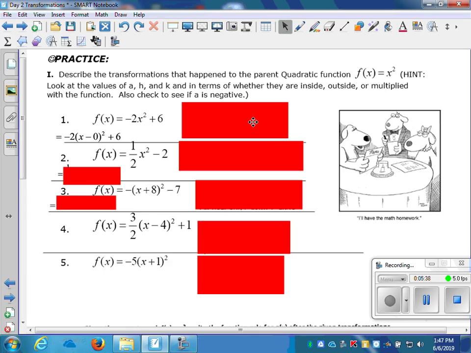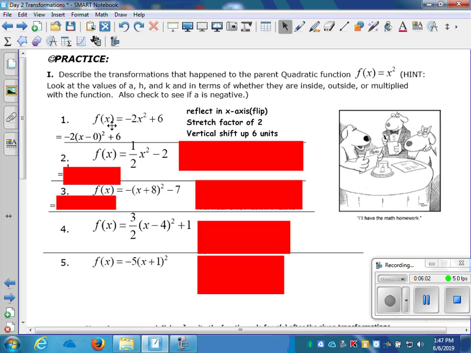So to describe the transformations for this, it's reflected in the x-axis because I see this negative is flipping. Then I have this stretch factor of 2. The y values will grow at twice the size. I don't have any kind of a horizontal shift. I'm not moving side to side because of the 0, but I do have a plus 6 on the back, so it's going to take the entire function and shift it up 6 units.